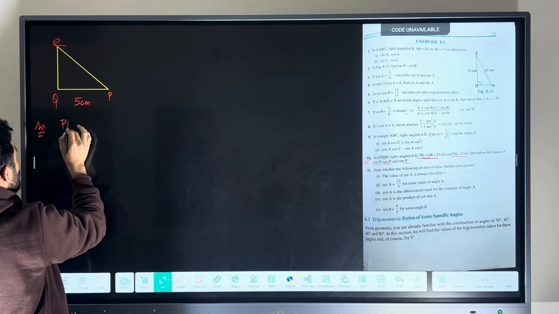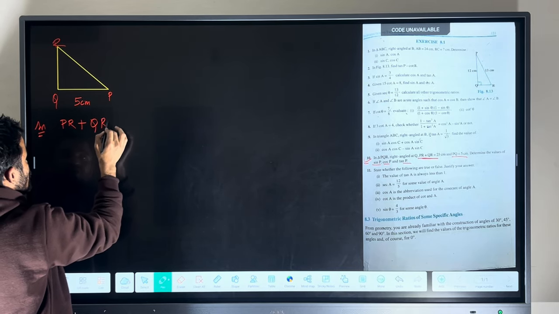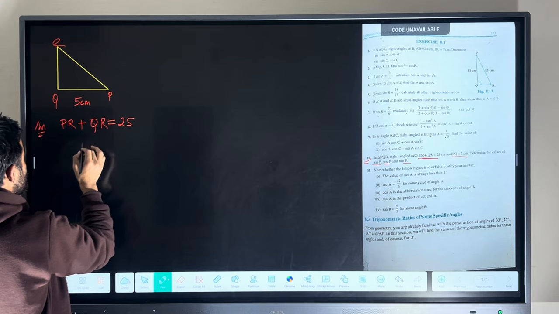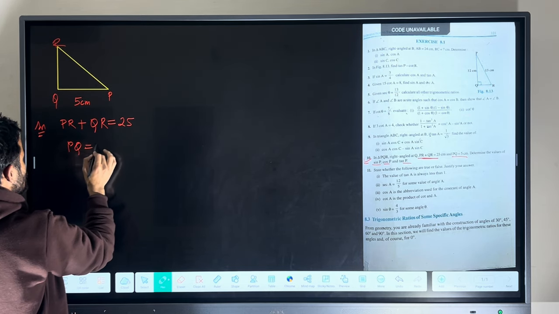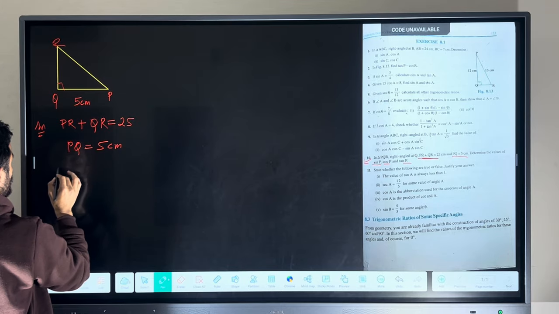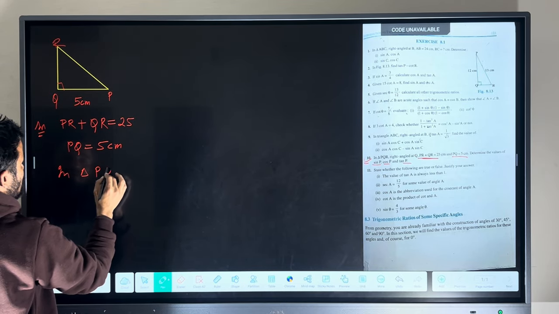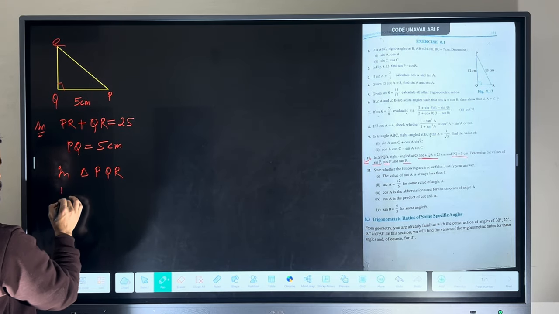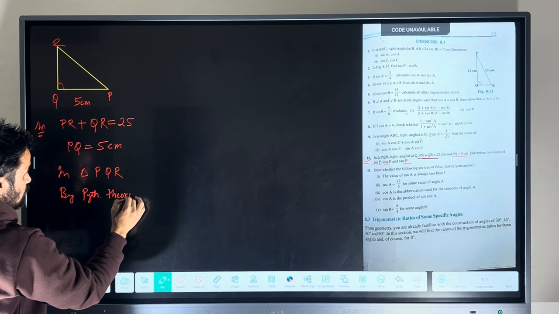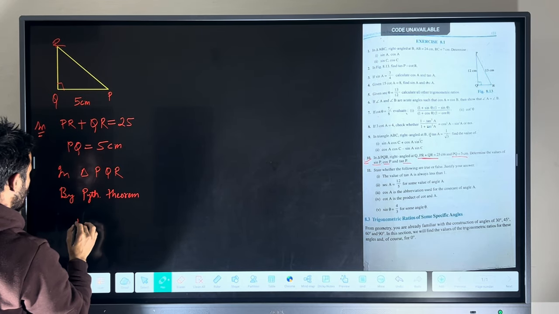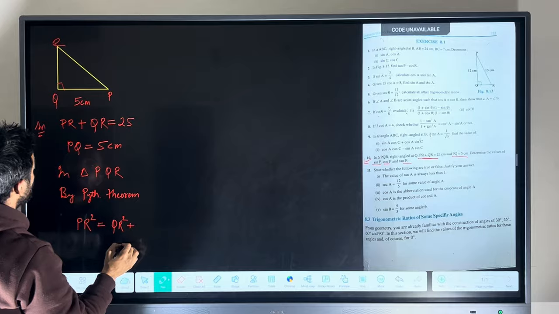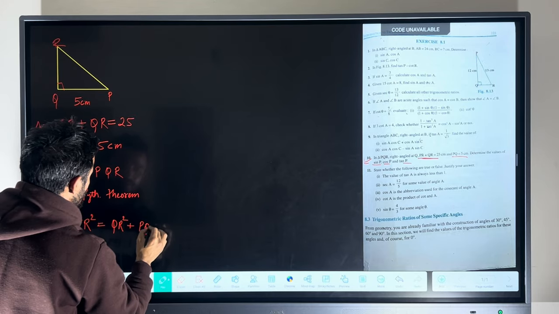PR plus QR is equal to 25 and PQ is equal to 5 centimeter, right angle at Q. Now in triangle PQR, by Pythagoras theorem, PR square is equal to QR square plus PQ square.